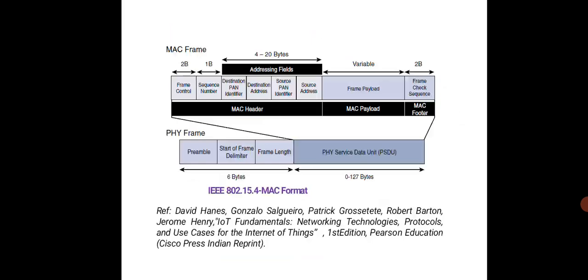And this is the MAC format. We have already seen the physical frame, and the PSDU of 128 bytes is split up like this. You have the frame control, sequence number, destination PAN identifier, destination address, source PAN identifier, source address, frame payload, and frame check sequence, FCS.